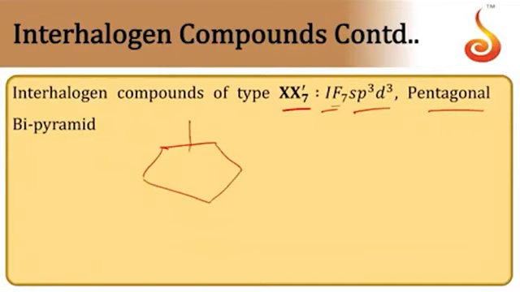And then the central atom is iodine here, and all corners are occupied by fluorine atoms. All are fluorine atoms. So this will be a pentagonal bipyramid structure. No lone pairs, all of them are bond pairs. So sp3d3 hybridization we have.